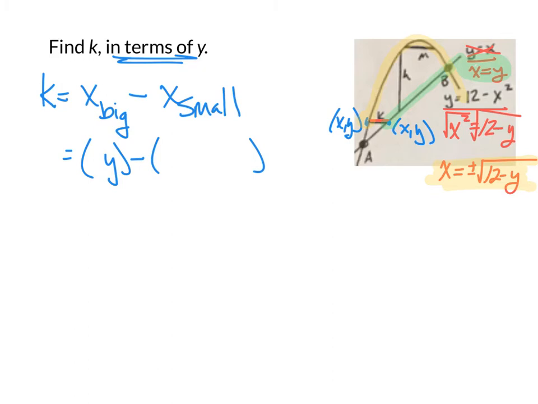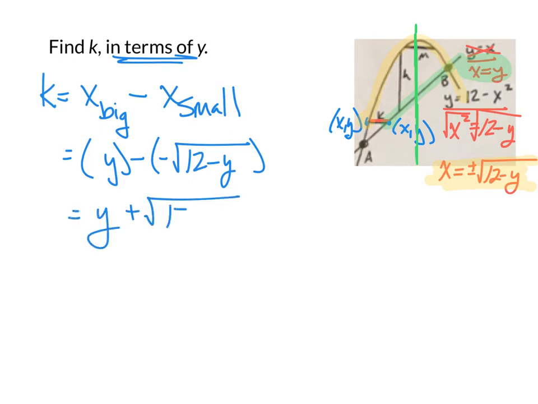All right. Now, where the positive and negative come in is right here. If we were to take that parabola and cut it in half, the right side of that parabola is the positive square root of 12 minus y. The left-hand side of this parabola is going to be the negative square root of 12 minus y. And since the point that we're looking at is the left-hand side of this parabola, we want to subtract the negative square root of 12 minus y. Then we go ahead and simplify our expression, y plus the square root of 12 minus y, and we're done.